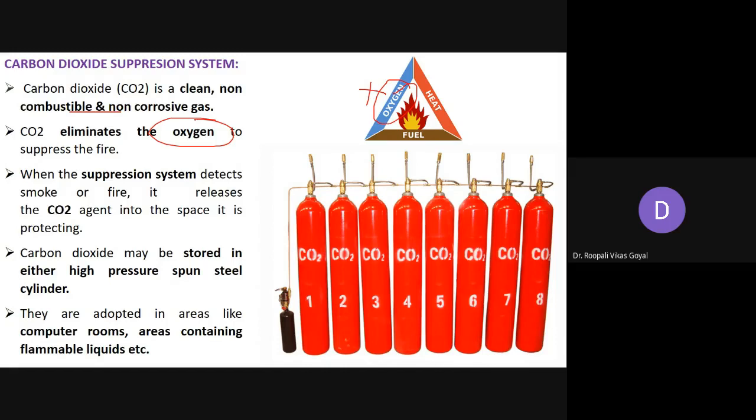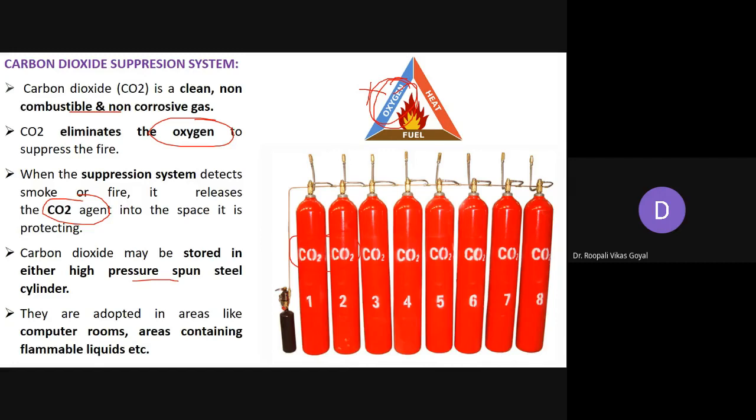Okay, so in this suppression system, if it detects the smoke or fire, it releases CO2 agent. उसमें से CO2 बाहर निकलेगा, ठीक है. So generally it is stored in high pressure type of cylinders, जो फायर प्रूफ सिलेंडर में भरा जाता है. Okay, so whenever fire takes place, if you apply it, then it will eliminate this ऑक्सीजन को, वो उसको कम कर देता है या फिर उसको सप्रेस कर देता है. And due to that, as this oxygen is not available, it will extinguish the fire.